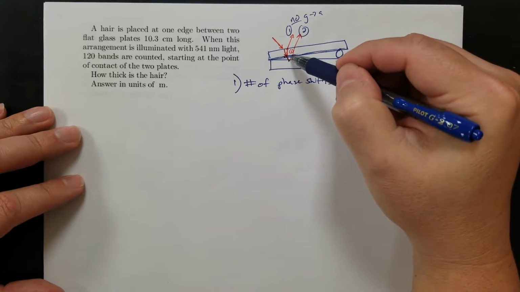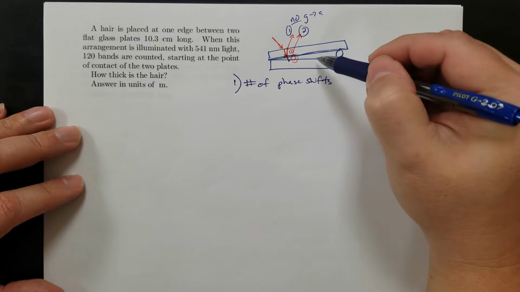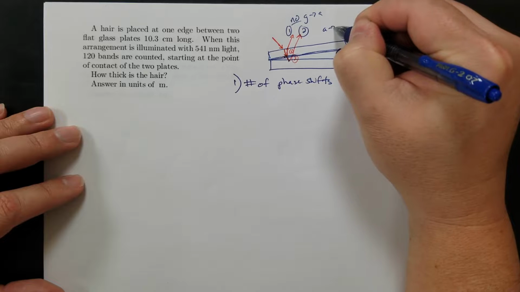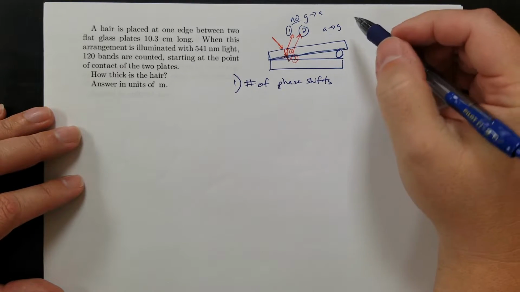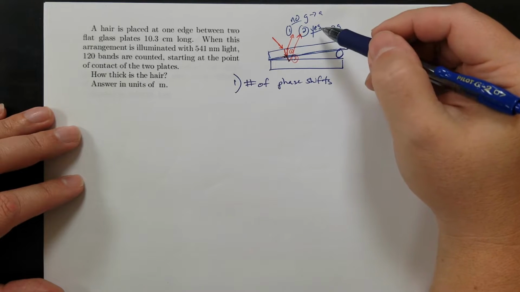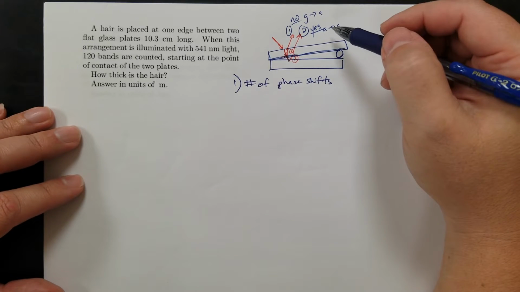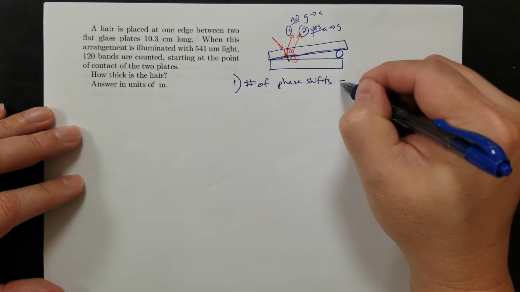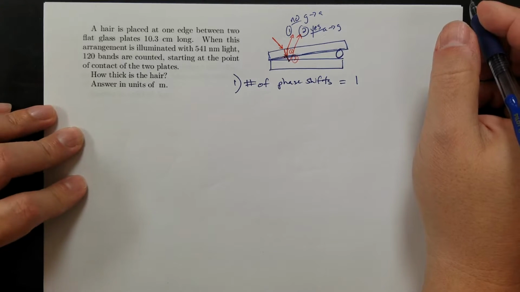But at 2, the light is coming from the air into the glass. So this is going from air to glass, from low index to high index. So there is going to be a phase shift at 2. There's one total phase shift, and it's not at the first one, it's at the second one. So that's one phase shift.